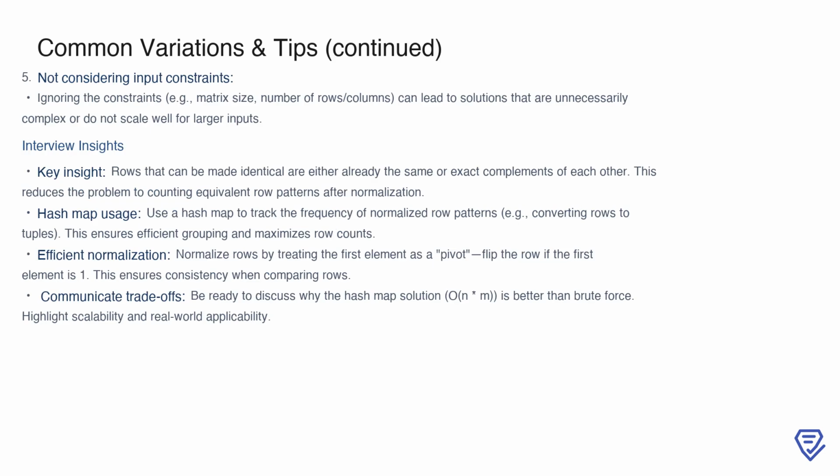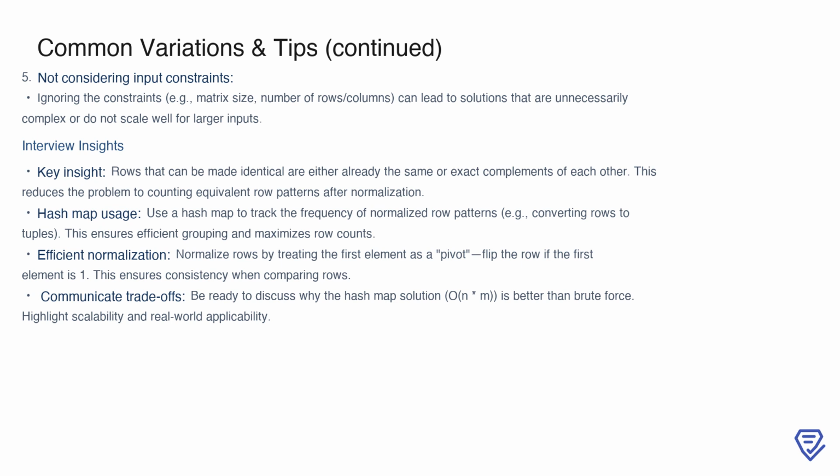It's also important to consider the constraints of the input. Ignoring factors like the size of the matrix or the number of rows and columns can lead to overly complex solutions that don't scale well for larger inputs. A key insight for this problem is that rows that can be made identical are either already the same or exact complements of each other. This simplifies the task to counting equivalent row patterns after normalization. A hash map is an excellent tool to efficiently group and count these normalized row patterns.